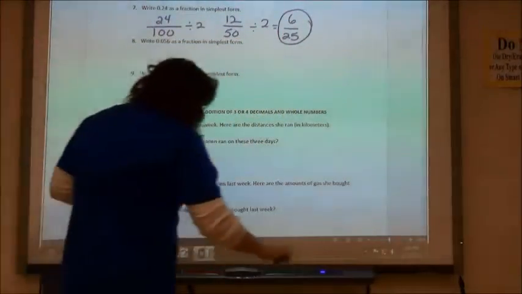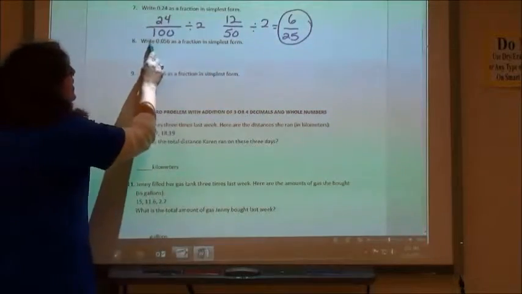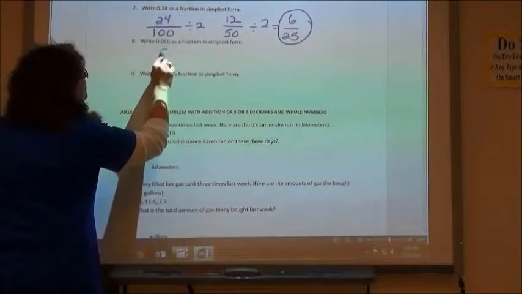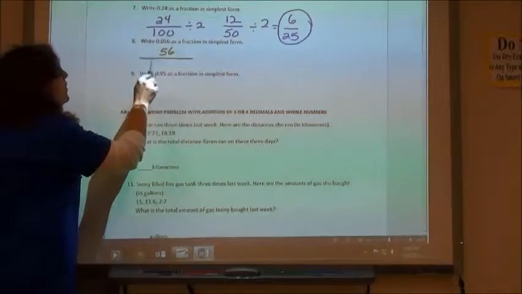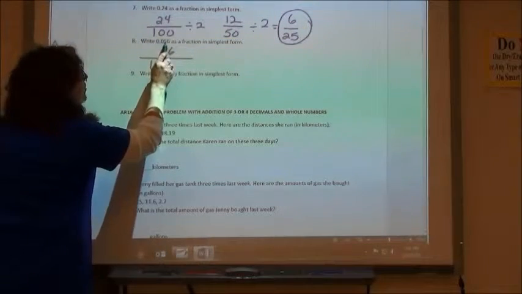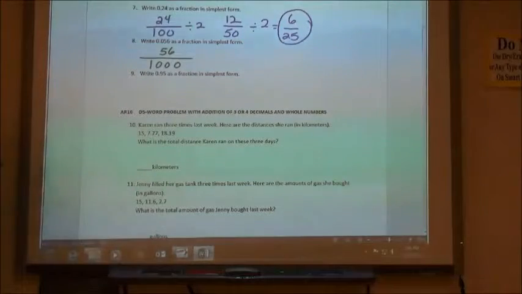So number 8. If I want to write that as a fraction in simplest form, again, I could ignore the zeros. I have the number 56 without the decimal, and then I'm going to have a 1, and I have tenths, hundredths, thousandths, 3 places after the decimal, so 56 thousandths.